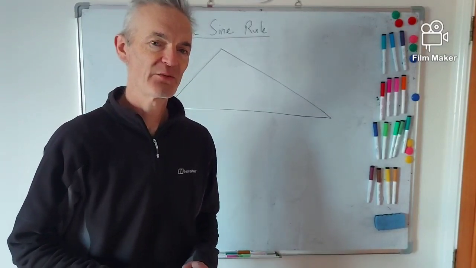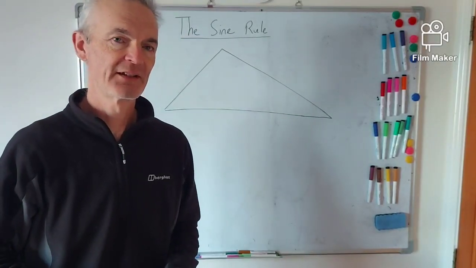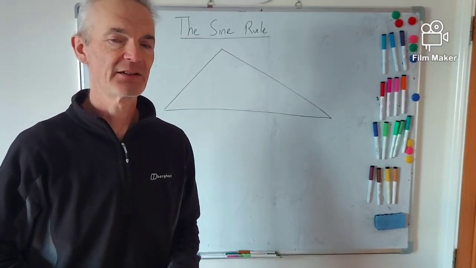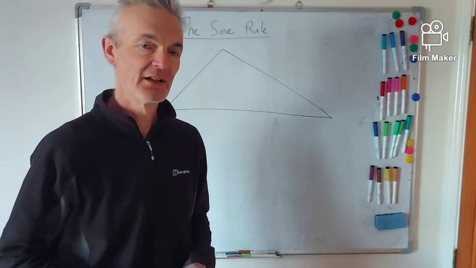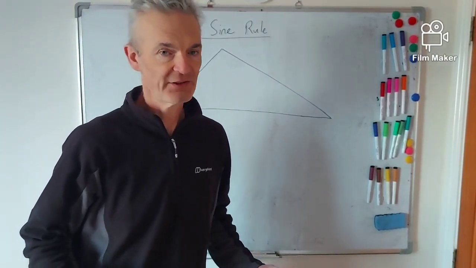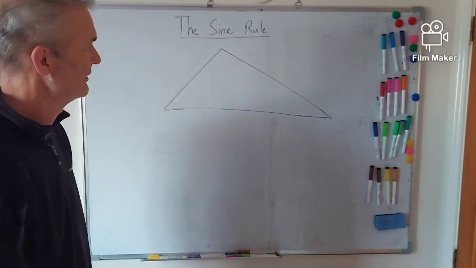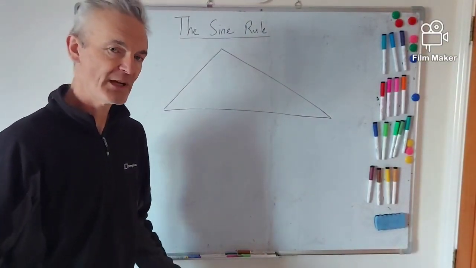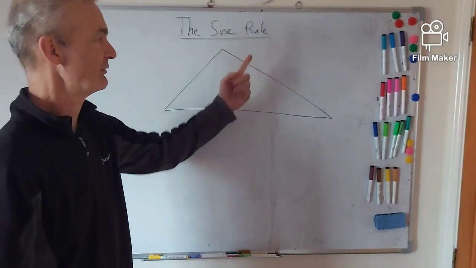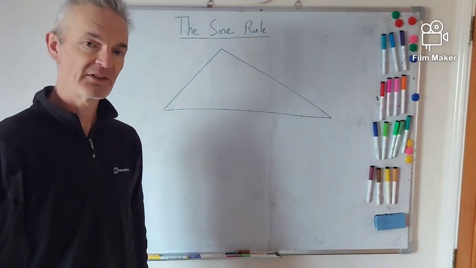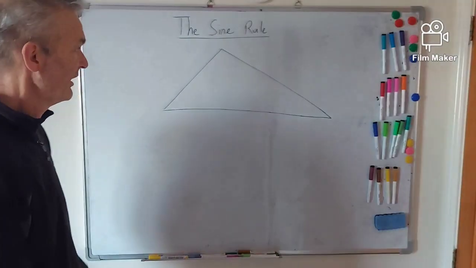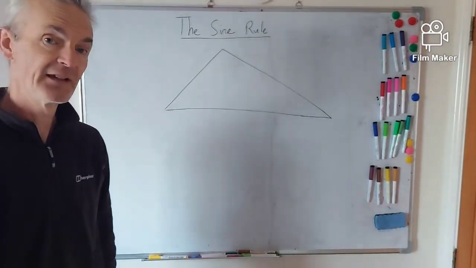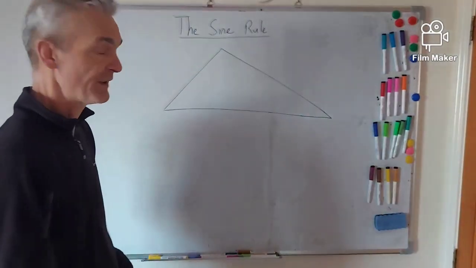In previous sessions we've been looking at right angle triangles and how to solve angles and sides in right angle triangles. But what happens if you've not got a right angle triangle? Okay, here we've got a triangle that's clearly not a right angle triangle. Well, we might be able to use something called the sine rule to help us solve problems involving sides and angles. So what is the sine rule?